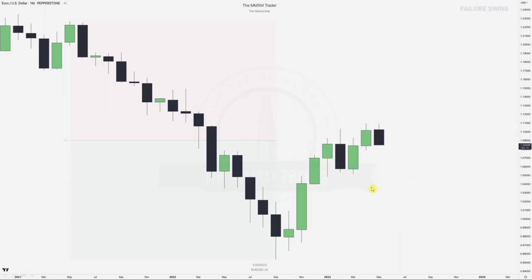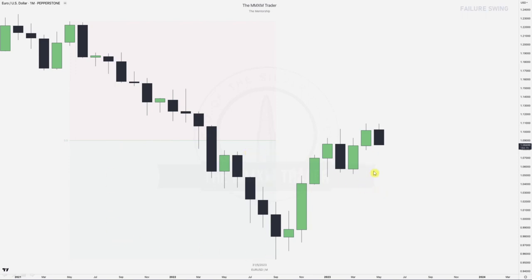So over here we've got our Euro USD monthly chart, right? Let's see where our premium and discount levels are. So from this swing high up here into this swing low down here, we've got our whole dealing range. So everything up here is in premium, everything down here is in discount.